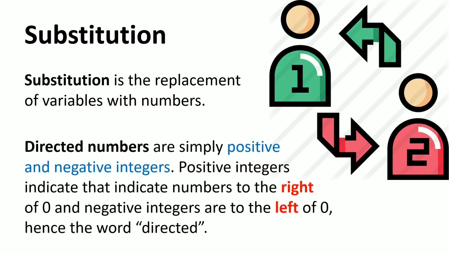Let's get another definition out of the way. Directed numbers are simply positive and negative integers. Positive indicates that the number is to the right of 0, while negative indicates that it's to the left of 0. Hence the word directed. The term directed gives some form of direction in which the numbers are going, in this case, left or right. Here are some worked examples.